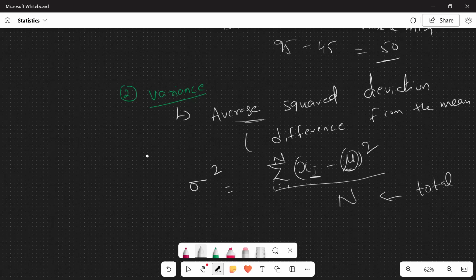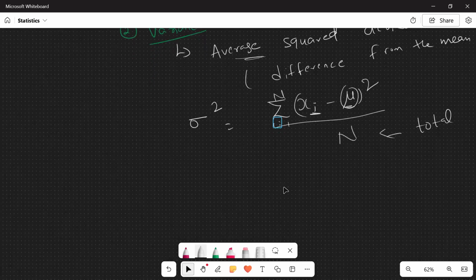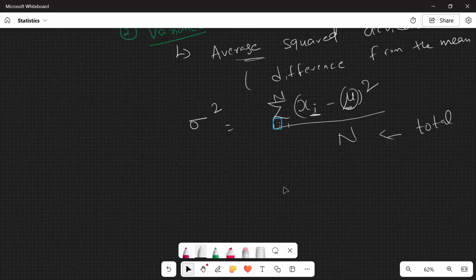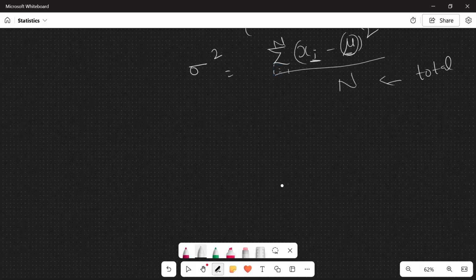With the help of this, we can identify how the data varies or deviates from the mean. And the next metric is standard deviation.